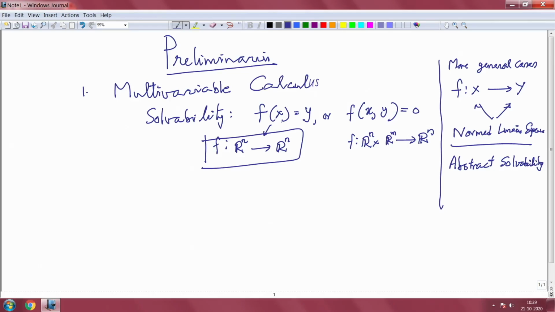So, let us start with some examples, the simplest example you can think of. My f is a function from R to R, f(x) equal to x square. So, you want to solve x square equal to y.